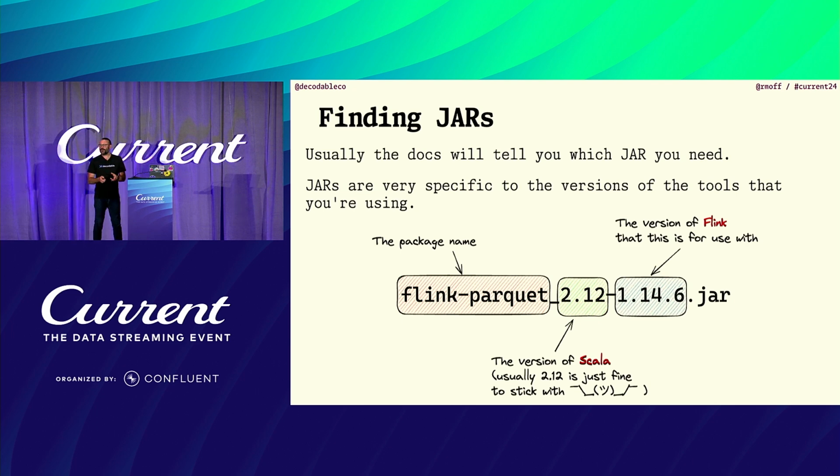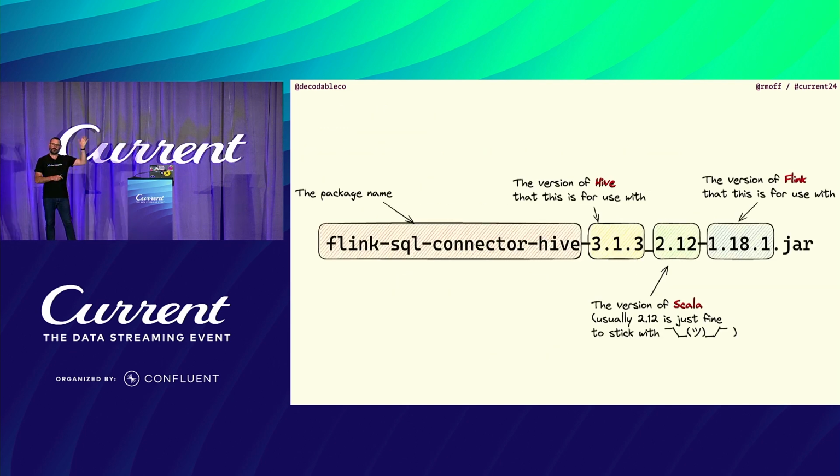We also have different jars for connecting to other systems. So like we want to connect to the Hive Metastore. This one, Flink-SQL-connector-Hive, that's your package name. Then we've got the version of Hive. So depending on the version of Hive, we need a different version of the jar file. Then we've got our 2.12, and then we've got the version of Flink. 1.18.1, it's a bit of a more recent one, but that's the jar file that you need to get Flink 1.18.1 to work with Hive 3.1.3.